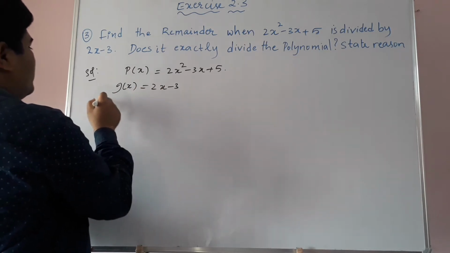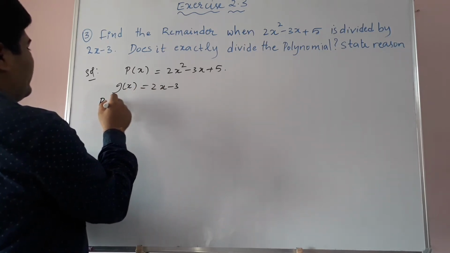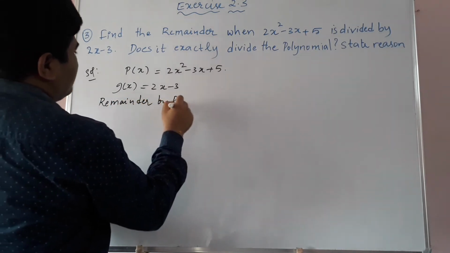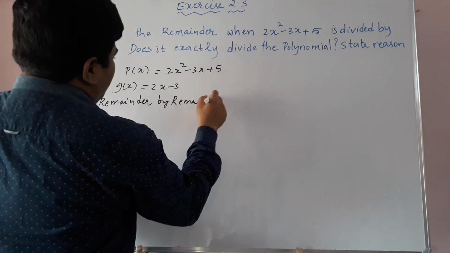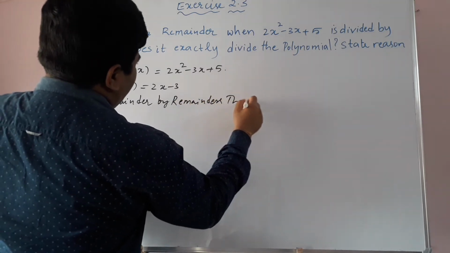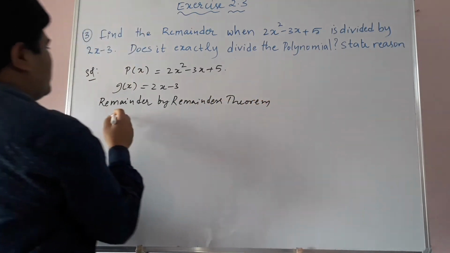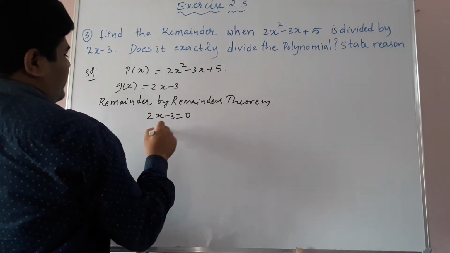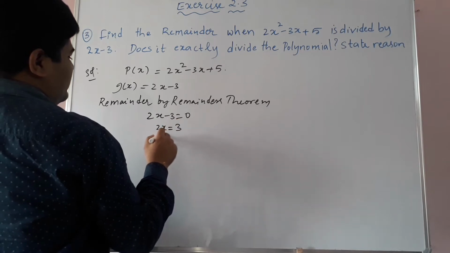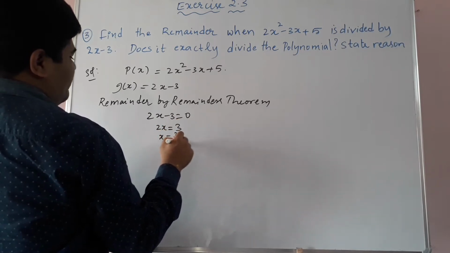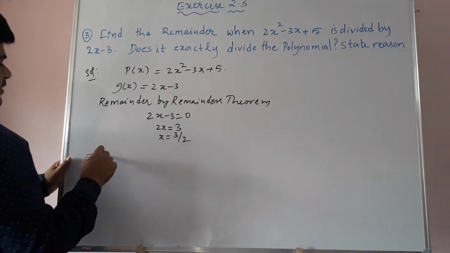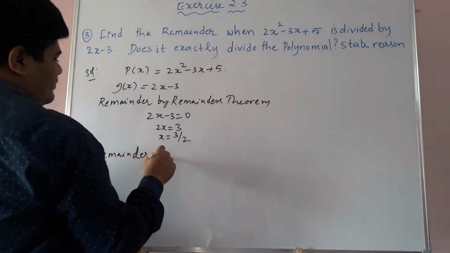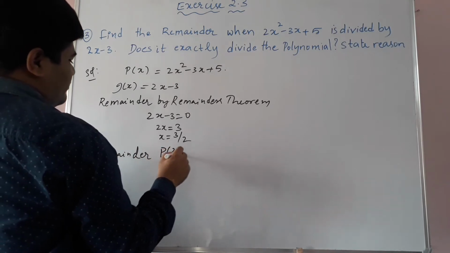So the remainder by the remainder theorem. Okay, by the remainder theorem, children, we need to equate this linear expression to 0. Then 2x is equal to 0 plus 3, x is equal to 3 by 2. So by the remainder theorem, the remainder is p of 3 by 2.